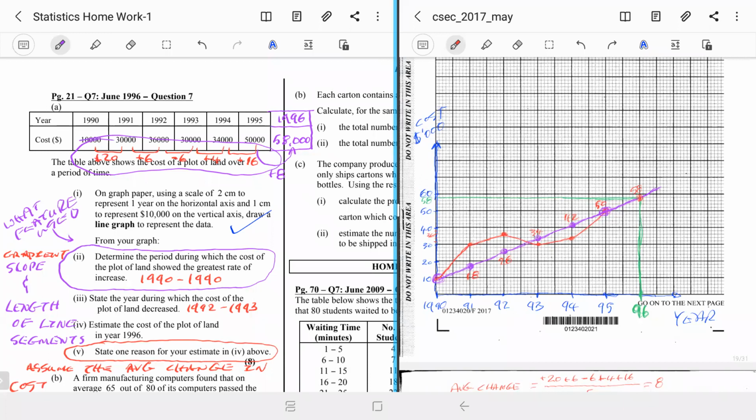So you apply that change to the last value. The last value is 50,000. The average change is 8,000. So I'm going to apply an 8,000 to the last value. And so my estimated value for 1996 is 58,000, because I'm estimating that it will change by 8,000, which is the average of my changes so far.